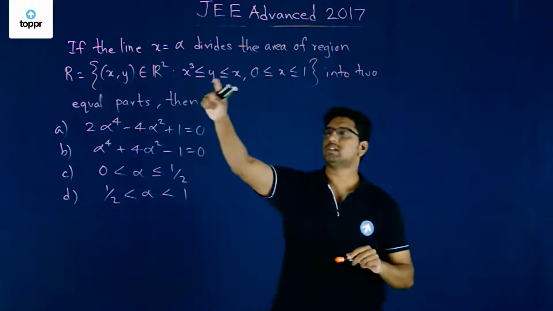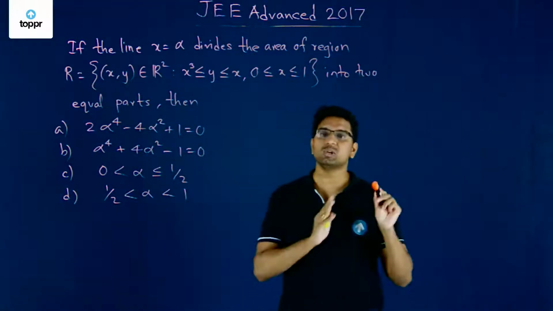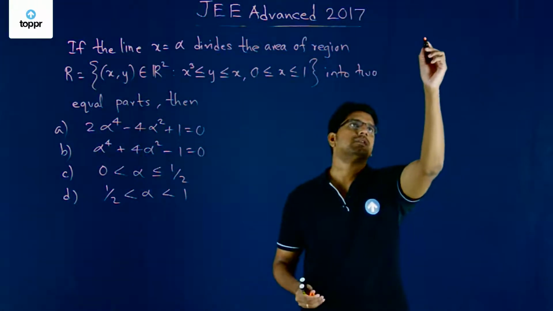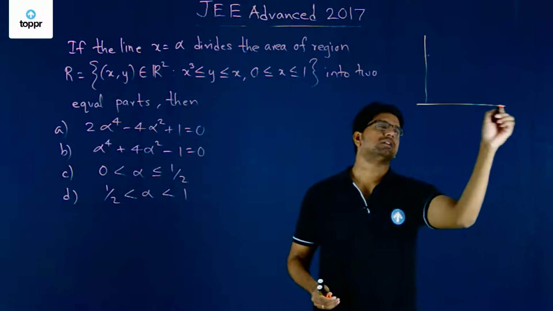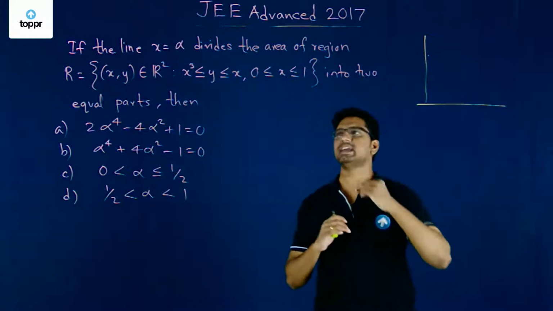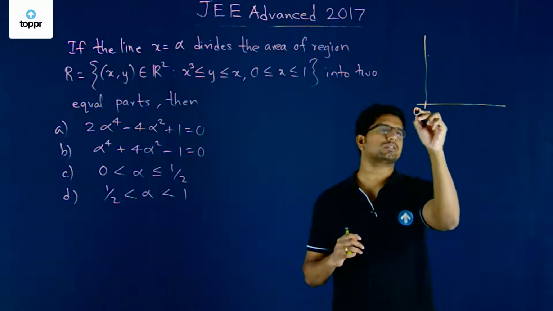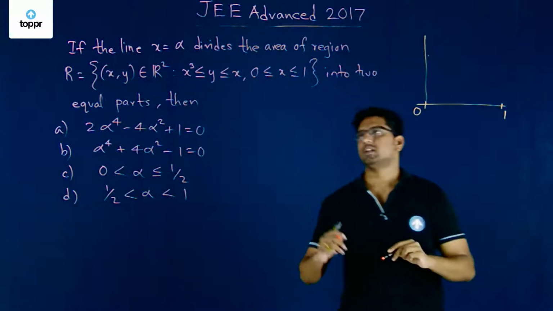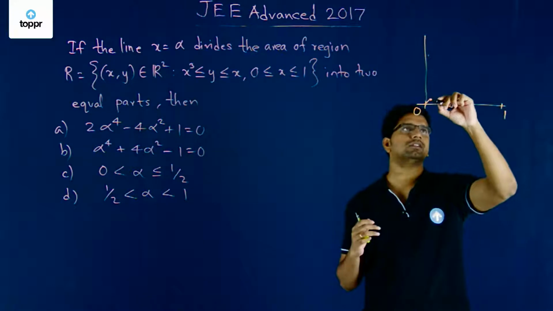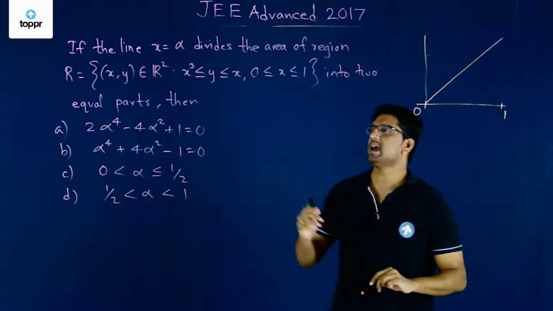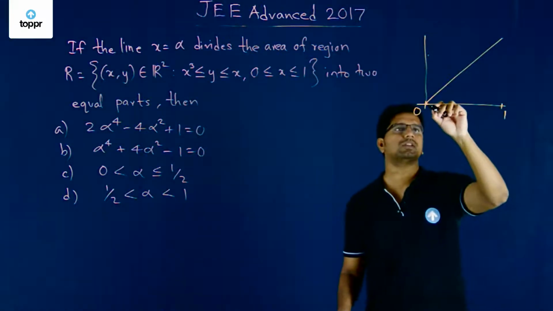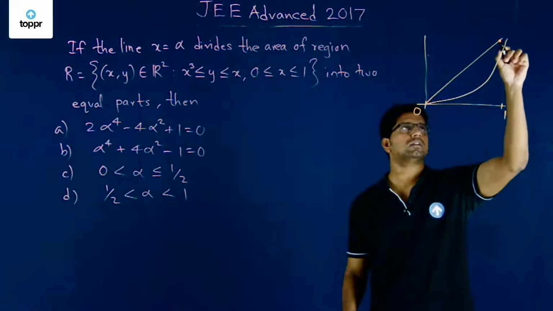So let's have a look at this particular region first. If we are able to mark the region properly, then half of the problem is done. So y is the region between x and x cube in the interval 0 to 1. Let this be 0, let this be 1. Now what is this function y is equal to x? It is nothing but the linear function. And then we have the cubic function x cube, which would be something of this form.